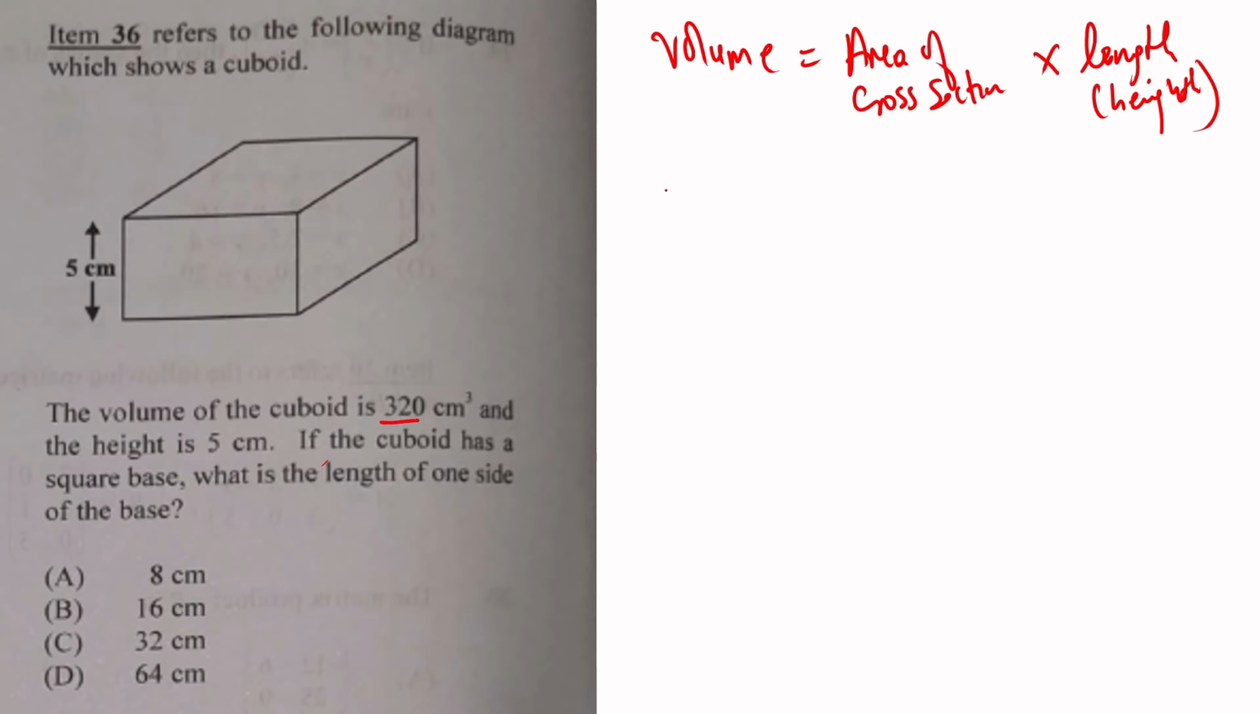So volume, it gave us the volume. Volume is 320 centimeters cubed, and the area of the cross section. Now, we told you that it's a square base. Square base, done. So the area of the cross section is going to be the area of the square. So 5 times 5.